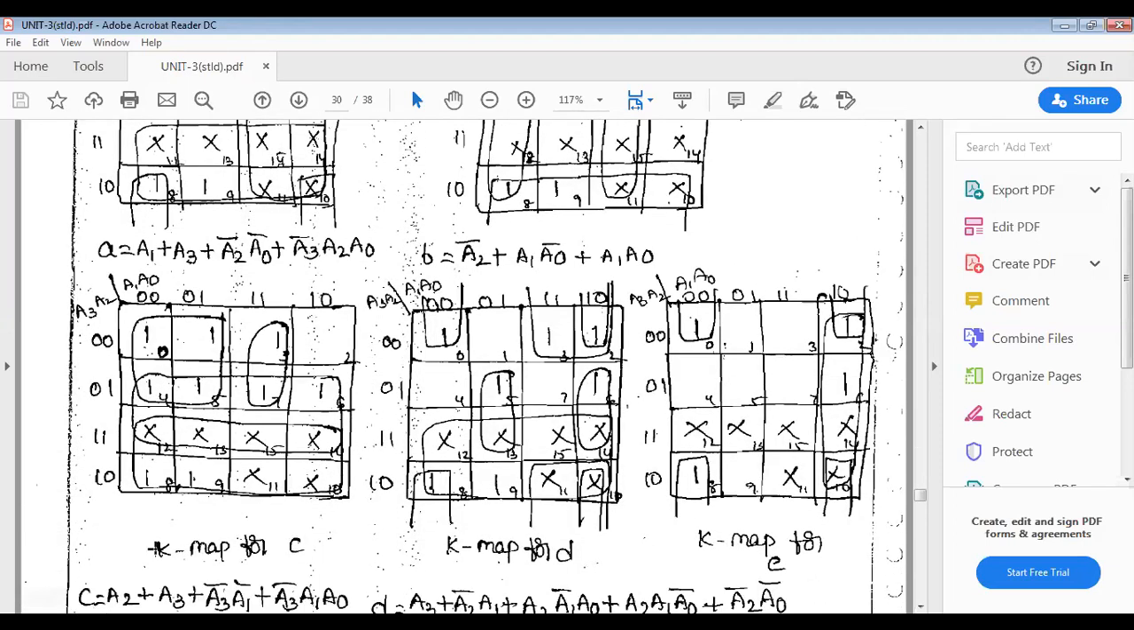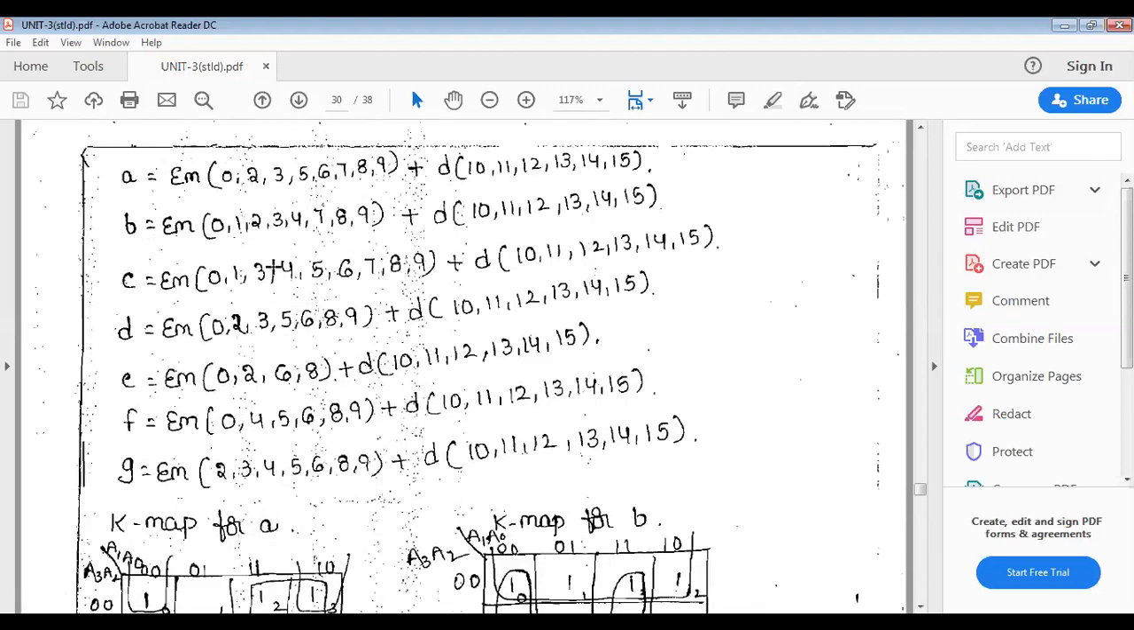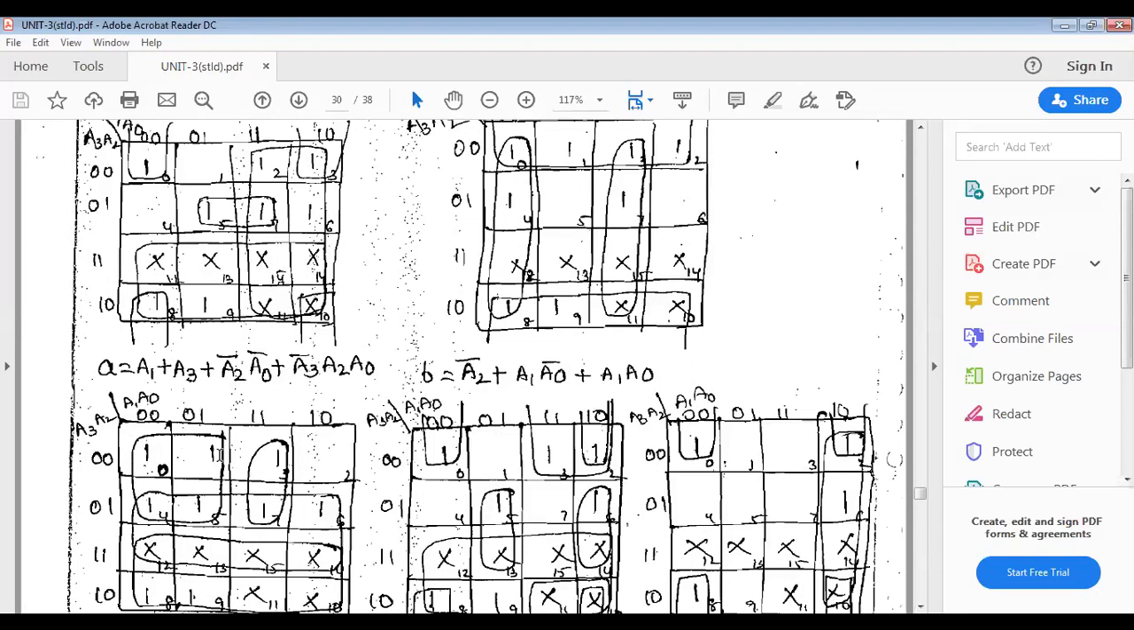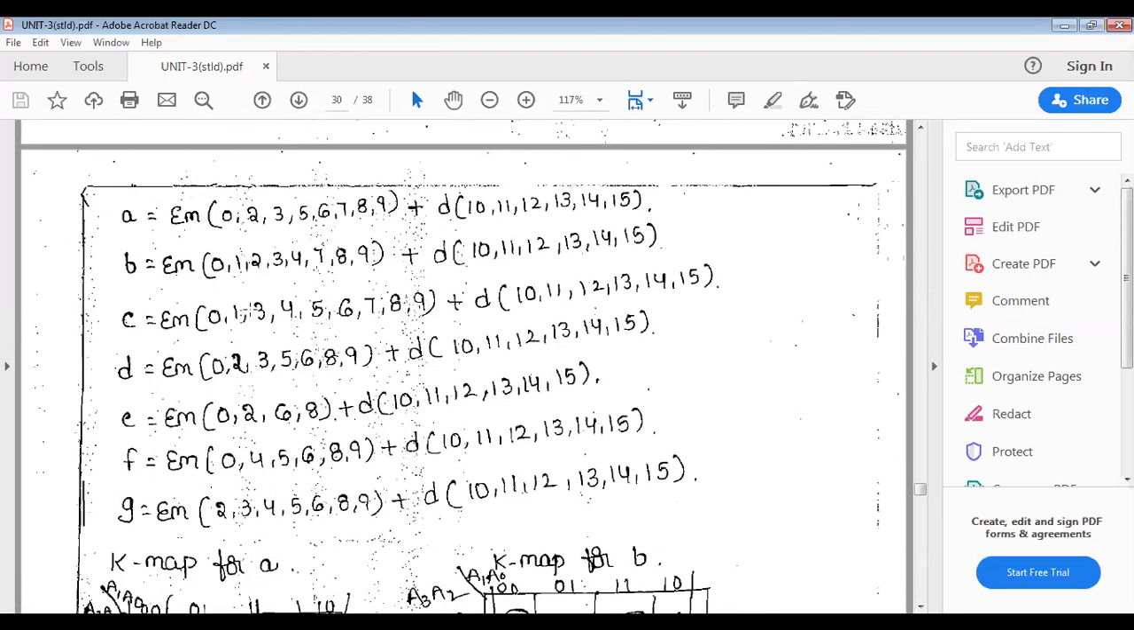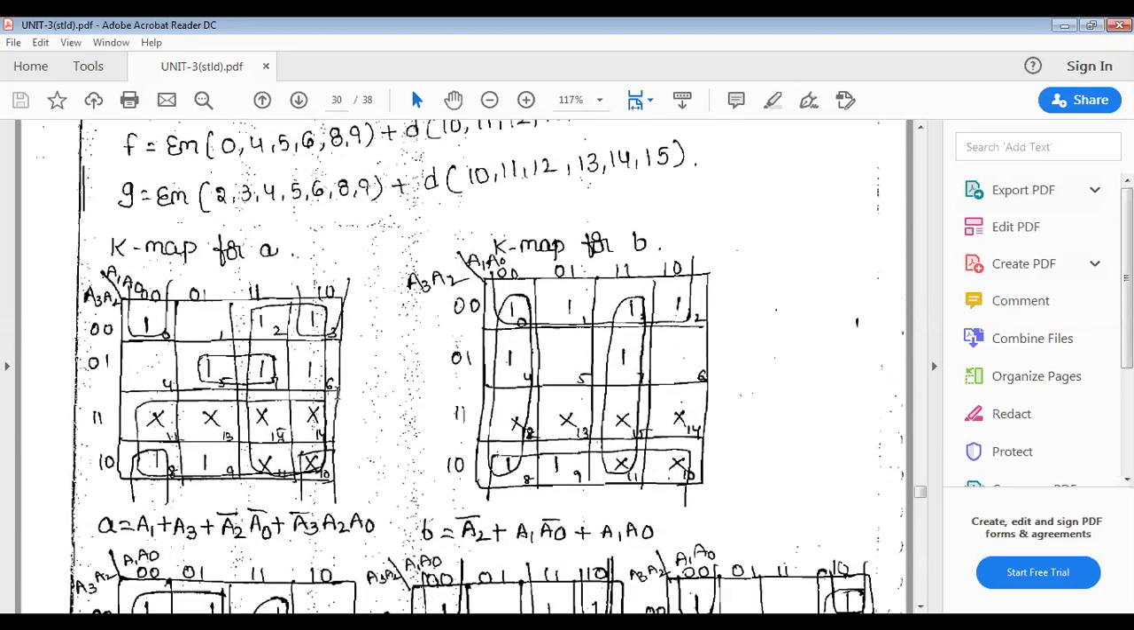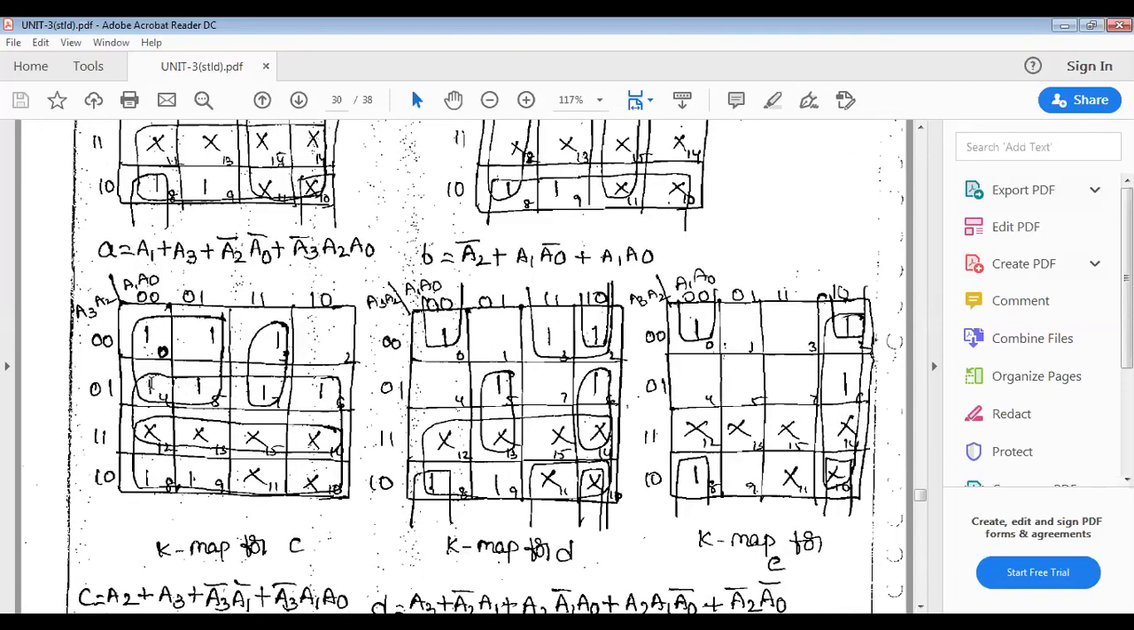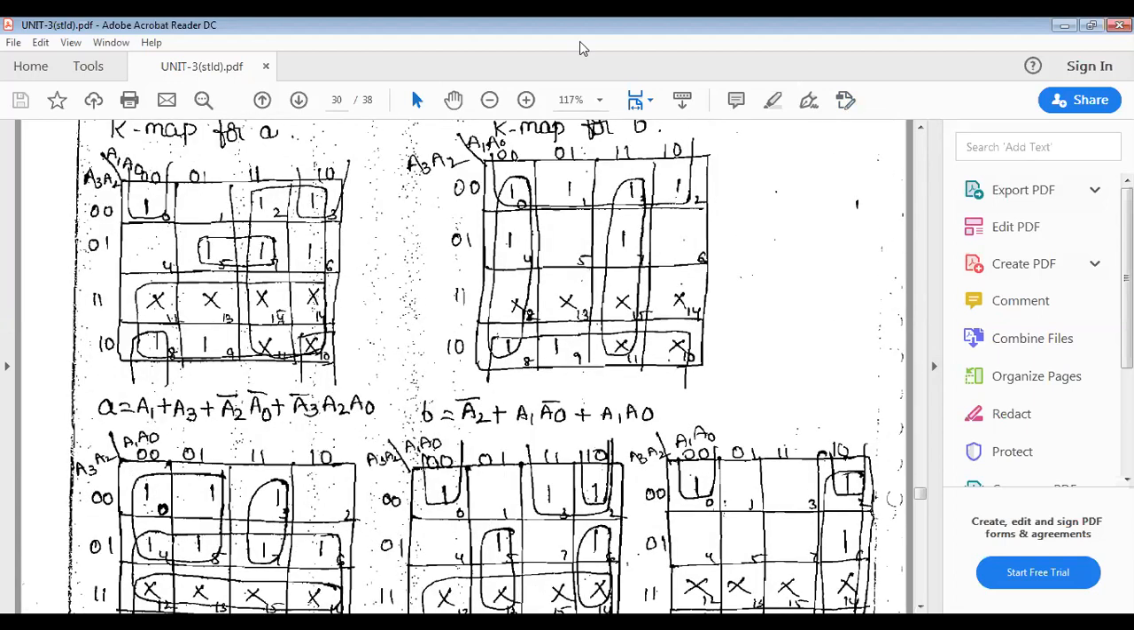Coming to the third, to get the C Boolean expression, what are the minterms here? C is equal to 0, 1, 3, 4, 5, 6, 7, 8, 9, and 10 to 15 are don't cares. Here, the 4-box combination they used is wrong. I will show that in the next slide.